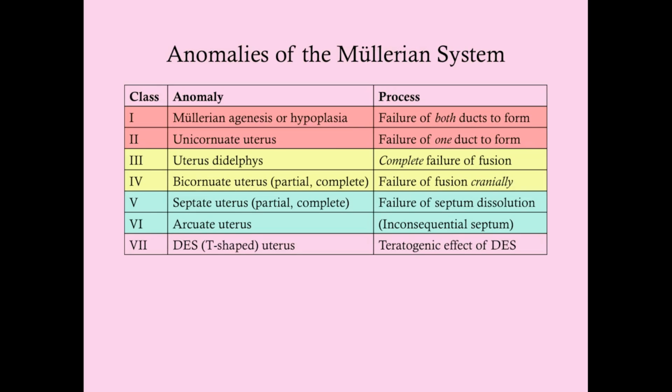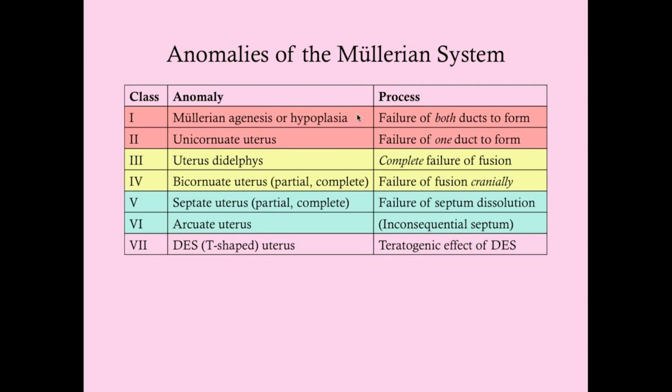Okay, so we're going to talk about these, and these historically have been divided up into classes of Müllerian ductal abnormalities. We don't use that anymore. We call them what they are. So we're going to talk about Müllerian agenesis or hypoplasia, which is a failure of both ducts to form. Remember that these are paired ducts, so they not only have to form, but they have to fuse, and then there's a septum left in between, and that septum has to dissolve.